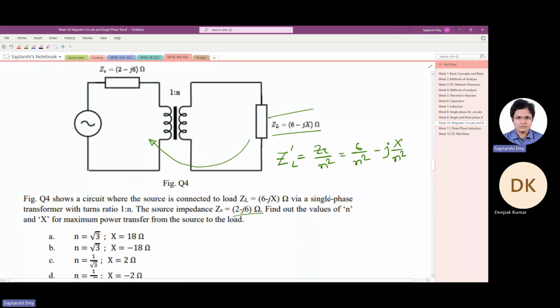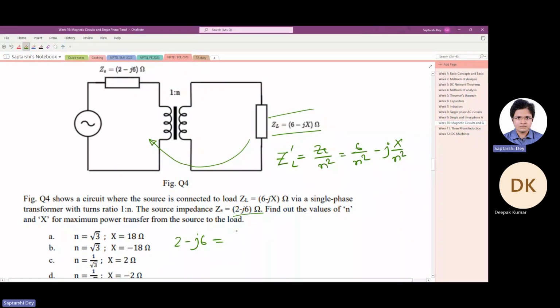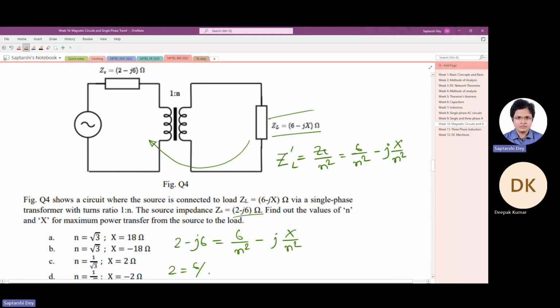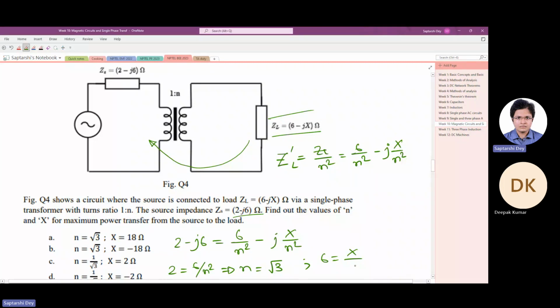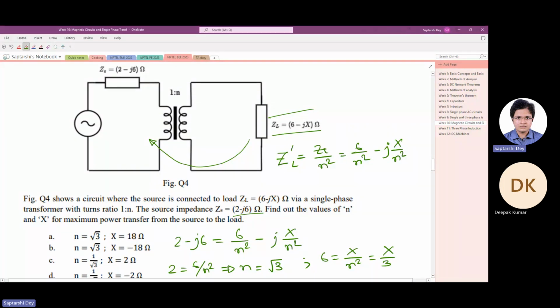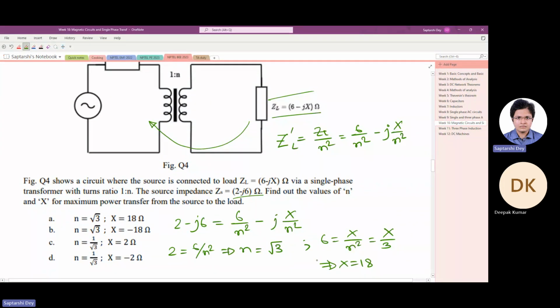Now maximum power transfer theorem says 2 minus j6 has to be equal to 6 by n squared minus j times x by n squared. Now we can equate the real and imaginary terms, which would give us 2 equals 6 by n squared, that is n is square root of 3, and 6 equals x by n squared, that is x by 3, which gives us x equals 18.